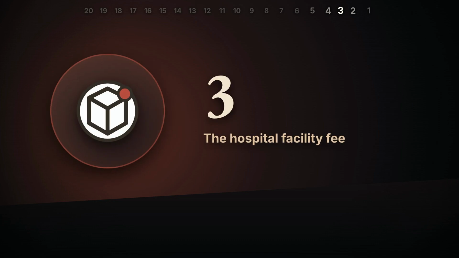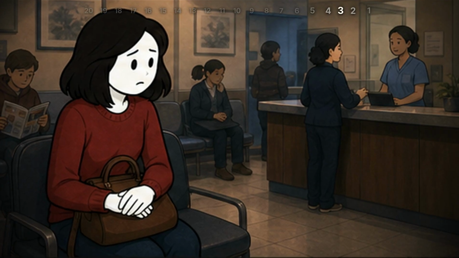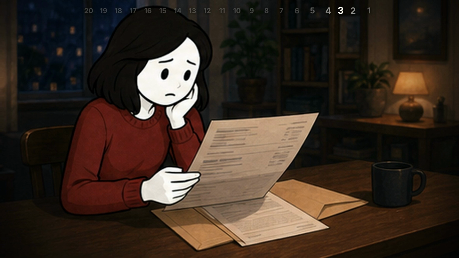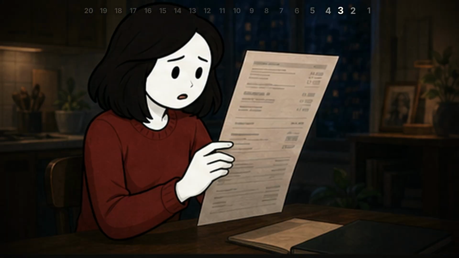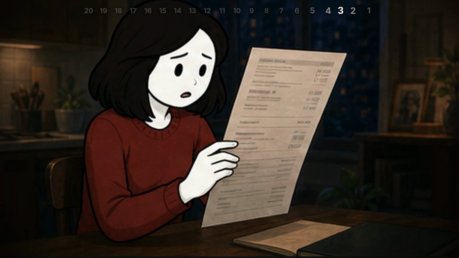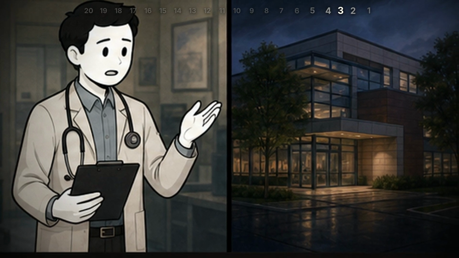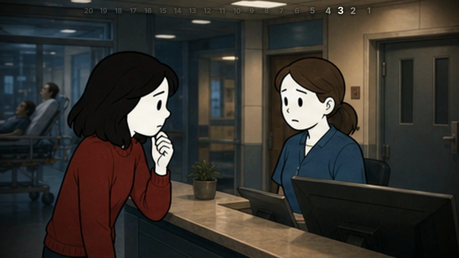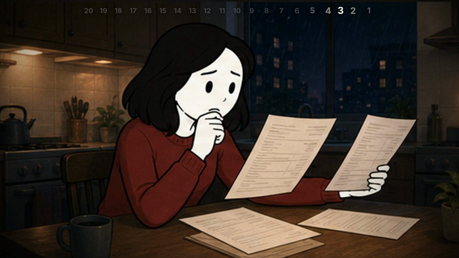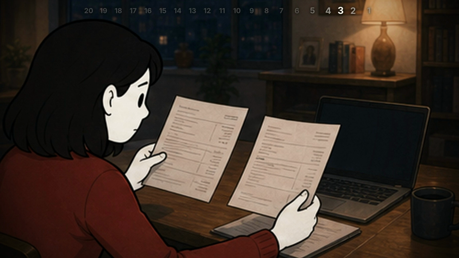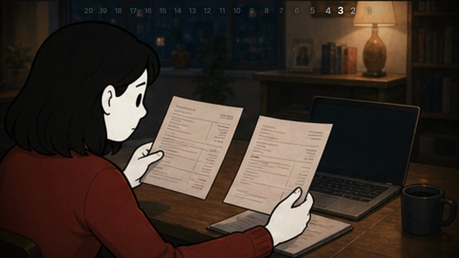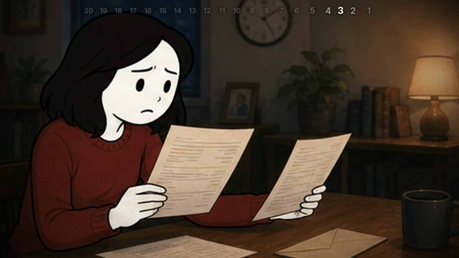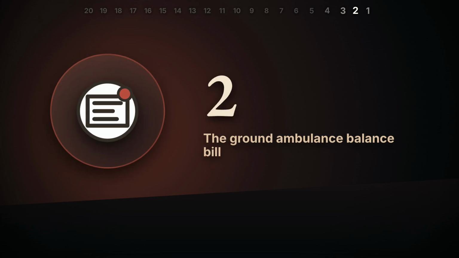Number 3, the hospital facility fee. You visit a doctor's office, then receive a charge connected to the building or hospital system. This may be called a facility fee. The professional service and the location can be billed separately. Before a scheduled visit, ask whether both professional and facility charges may apply. Afterward, compare the provider bill with the explanation of benefits from the health plan. They are different documents.